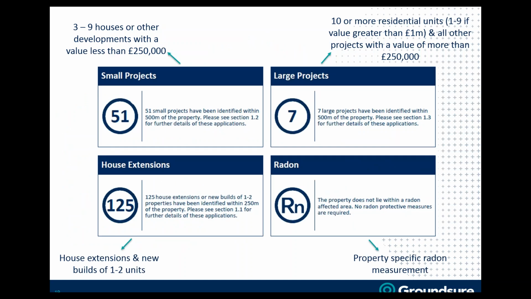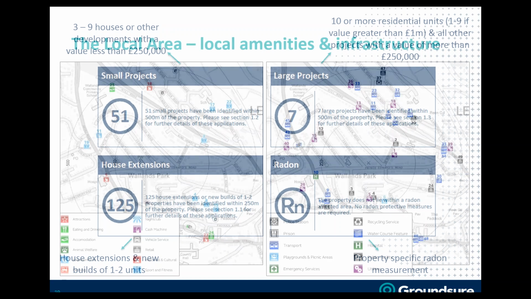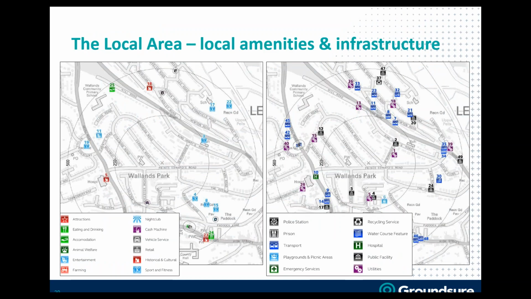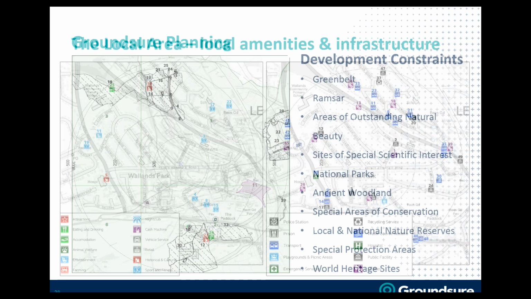So on the front page, as you can see here, the report is really easy to understand with a number of planning applications and what categories they fall under, all broken down on the front page of the report. All of the definitions are also provided. We also provide details on the local area information, as you can see here. So transport links, nightclubs, attractions, eating, dining, the usual neighborhood things that you would want to know.